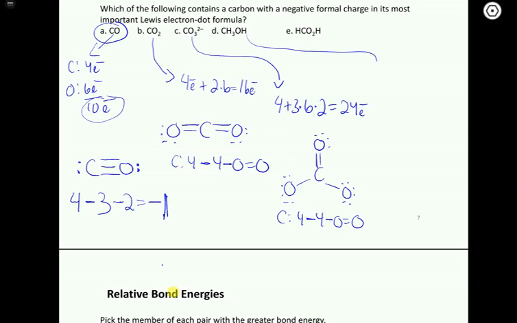CH3OH, we're running out of room here, but CH3OH, we drew this one, I think, in class or in the review. I'm getting foggy and everything, but CH3OH has this structure.